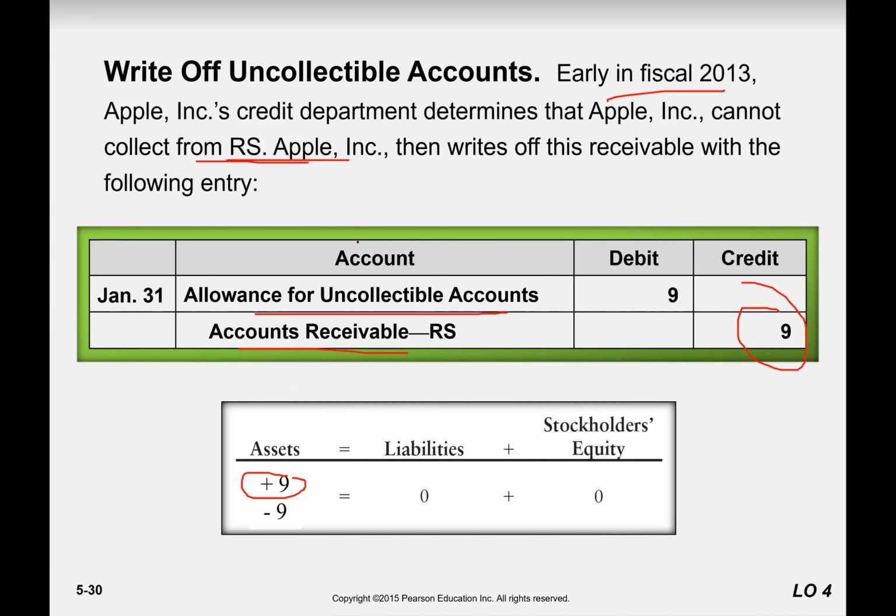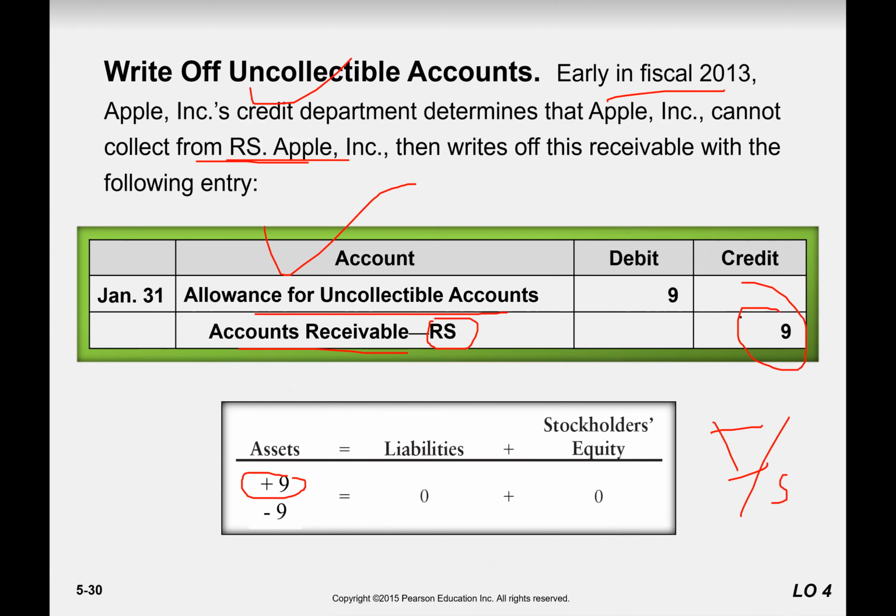Account receivable decreases with a credit, and the contra account decreases with a debit. So the entry would be reversed: allowance for uncollectible accounts to account receivable. Right? So what is the benefit of doing that? Our income statement is not hurt.